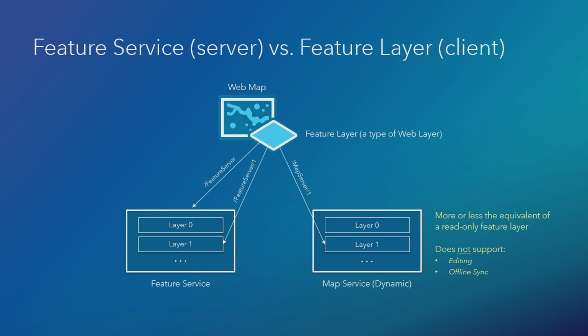You simply point to the /0 or the /1 or whatever layer under that map service, and it behaves like that read-only feature service, if you want to think about it that way. Yep. So it supports the visualization and the querying. If you're using a map service in this fashion, you cannot edit it and you cannot take it offline with a sync. Those are two things specifically that require the feature service.